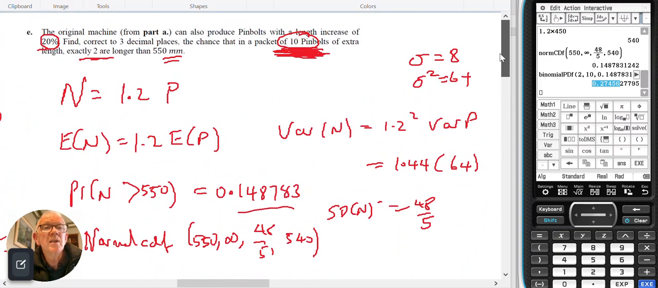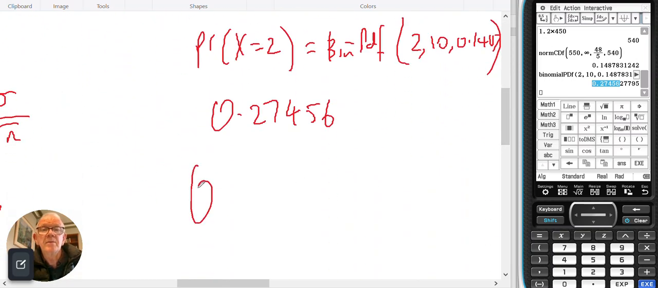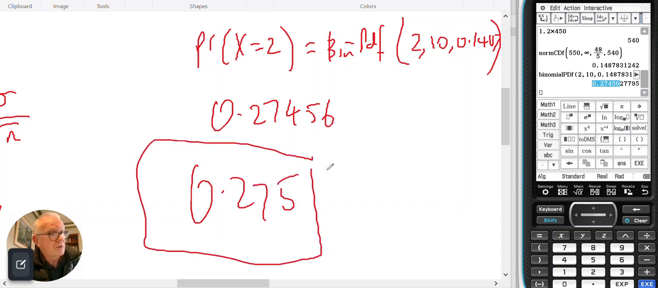And how many decimal places do I want? 3, I thought it was. Find to 3 decimal places. So my answer is going to be 0.275 to 3 decimal places. And that's that whole question.